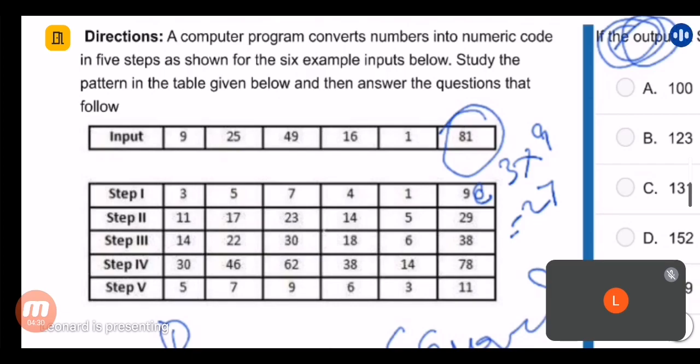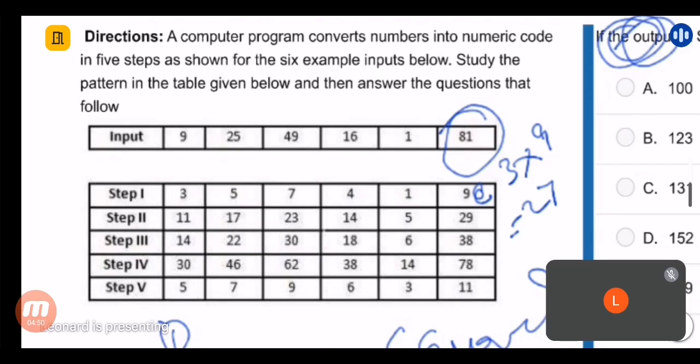And again, 14 plus 14 is 28, not 30. Something is missing. 22 plus 22 is 44. Only 2 is missing. 30 plus 30 is 60. So only 2 is missing. 38 plus 38 is 76.